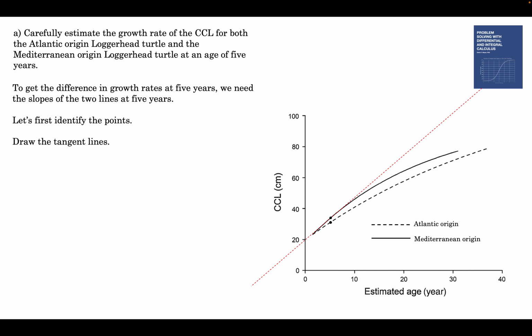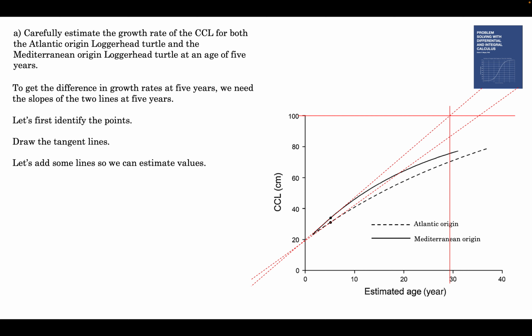I'm going to use red because I don't want it to get confused with the Atlantic origin dashed line. So there's the slopes. And to get the rise over the run, we need some other lines. So let's add some lines to estimate values. There's some vertical lines. So the slope is the rise over the run for the Mediterranean. Mediterranean origin is the solid line. That's right here. The run's about 29 years, and the rise goes from 20 to 80 centimeters, 2.76 centimeters per year for the Mediterranean origin.